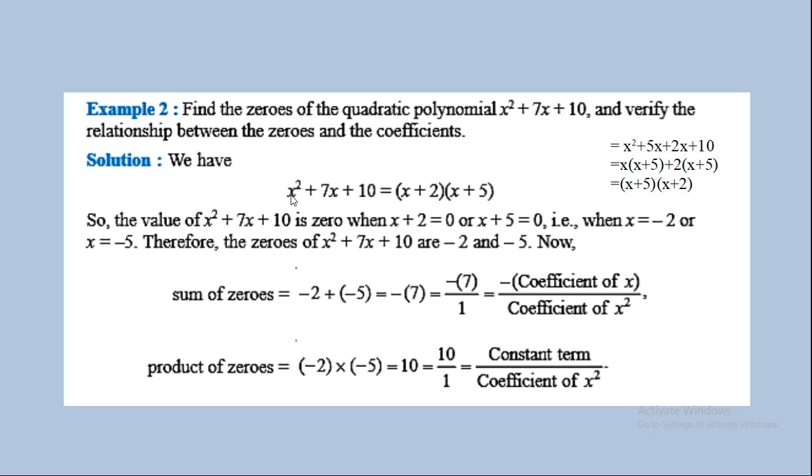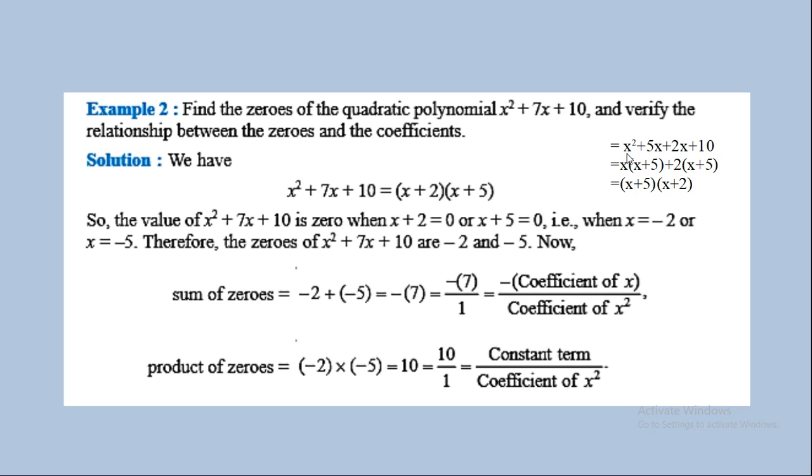Here the product of 10 and x squared is 10x squared. So when splitting 7x as the sum of two terms, their product must be equal to 10x squared. We can write 7x as 5x plus 2x. 5x plus 2x is 7x, and the product of 5x and 2x is 10x squared. So we can write this polynomial as x squared plus 5x plus 2x plus 10.